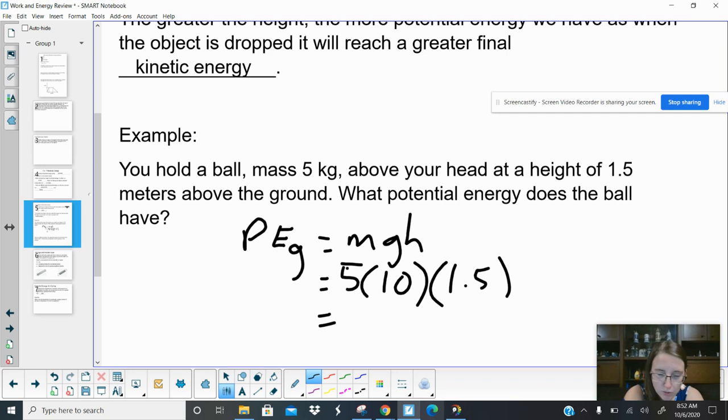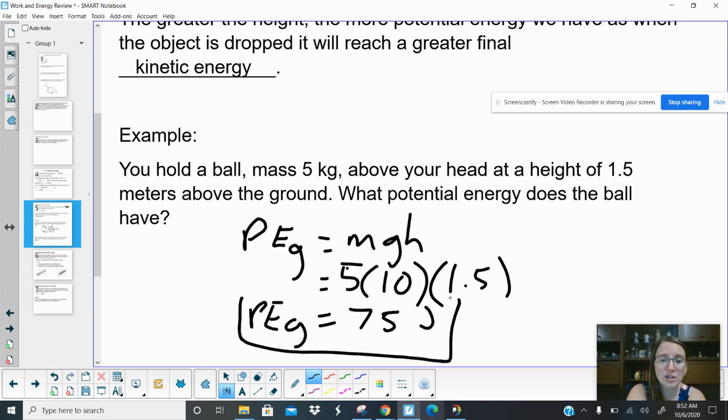So 50 times 1.5, that should be 75, right? And once again, we're talking about energy. The units here are still joules. So this is the potential energy this object can have if we were to drop it. Again, that's as far as we're going to be going right now. When we come back from fall break, we'll delve deeper into what this really means.